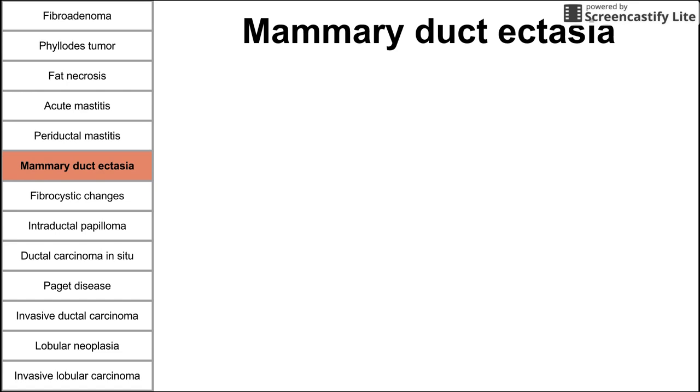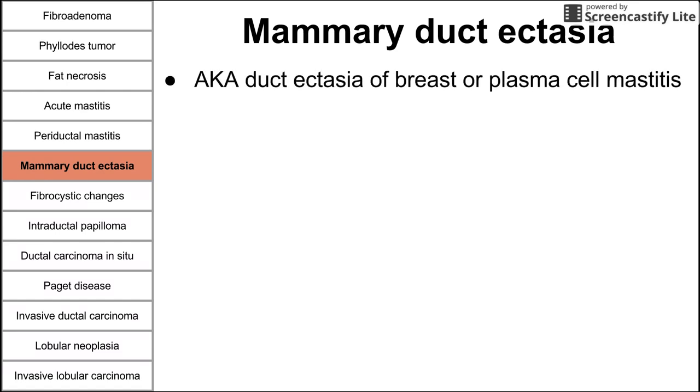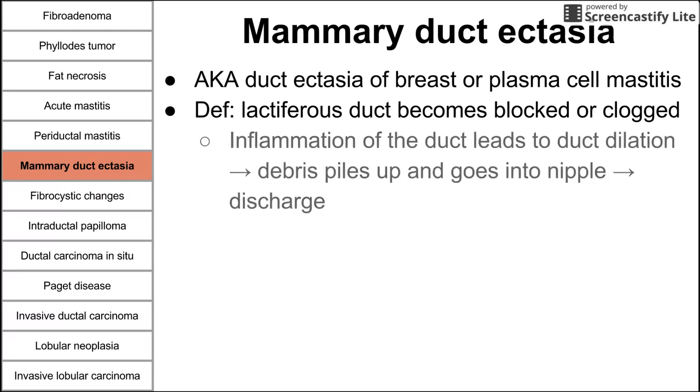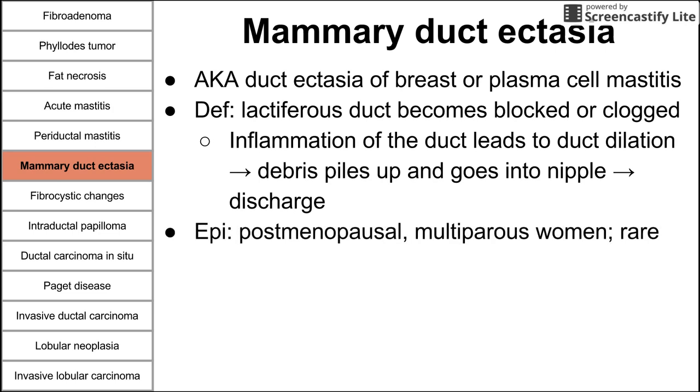Next is mammary duct ectasia, also called duct ectasia of the breast or plasma cell mastitis. Plasma cell is a big hint here. Definition here is that the lactiferous ducts become blocked or clogged. This is just standard inflammation of the ducts that leads to duct dilation. Debris piles up into the nipple, and that debris is then released from the nipple as discharge. This usually happens in post-menopausal women or women that have had many children, multiparous women.